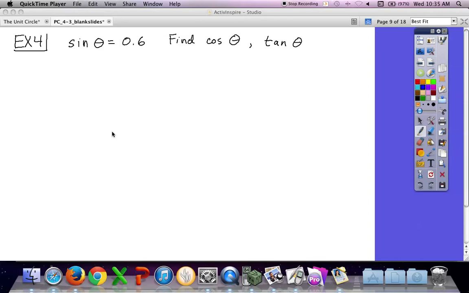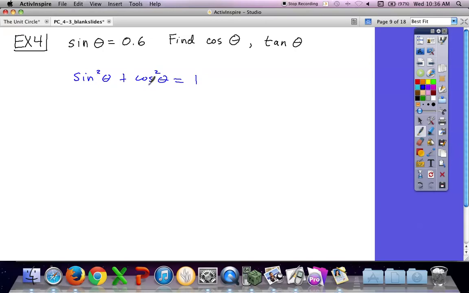It says, if you look at the direction, use the identities to find the cosine and the tangent if you know the sine. So what they're going to show us is this. If we have the sine, then we can use this identity: sine squared plus cosine squared equals 1. And since we can substitute the 0.6 for sine, we'll be able to solve for the cosine.